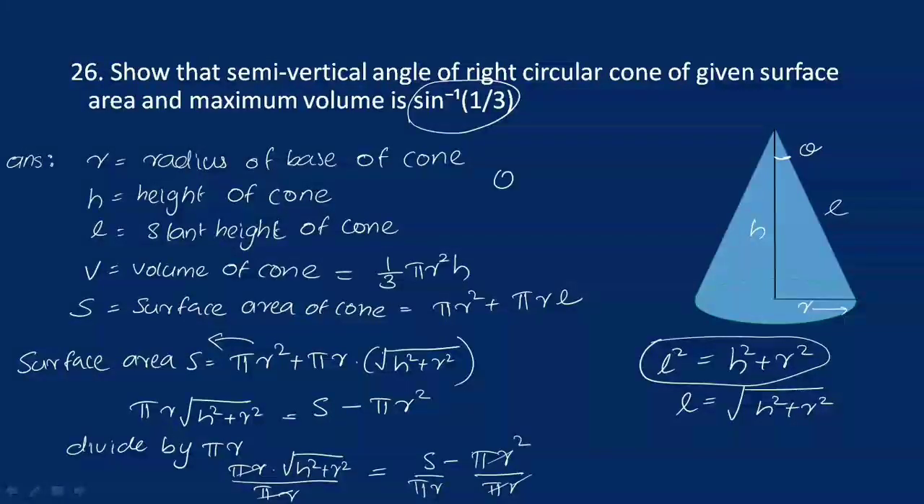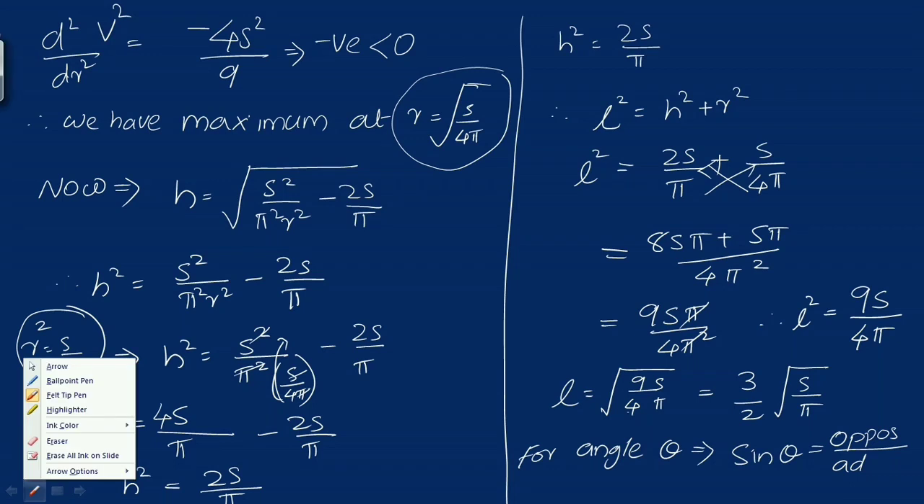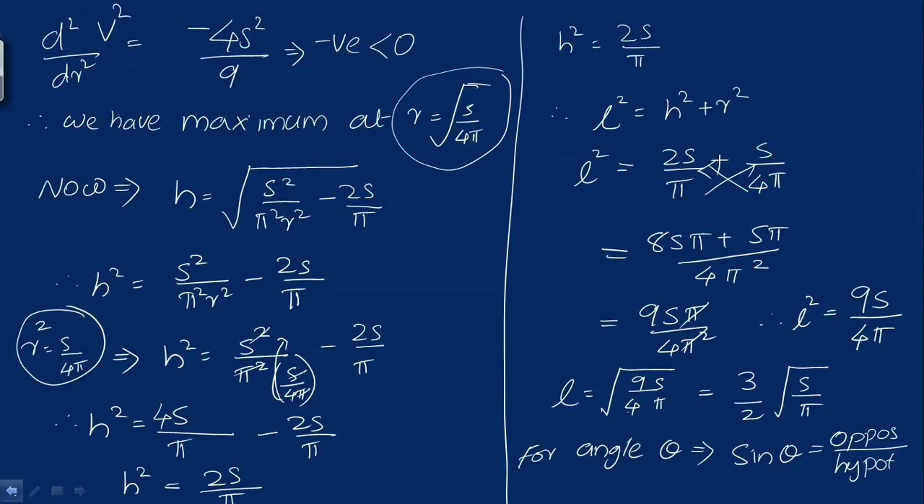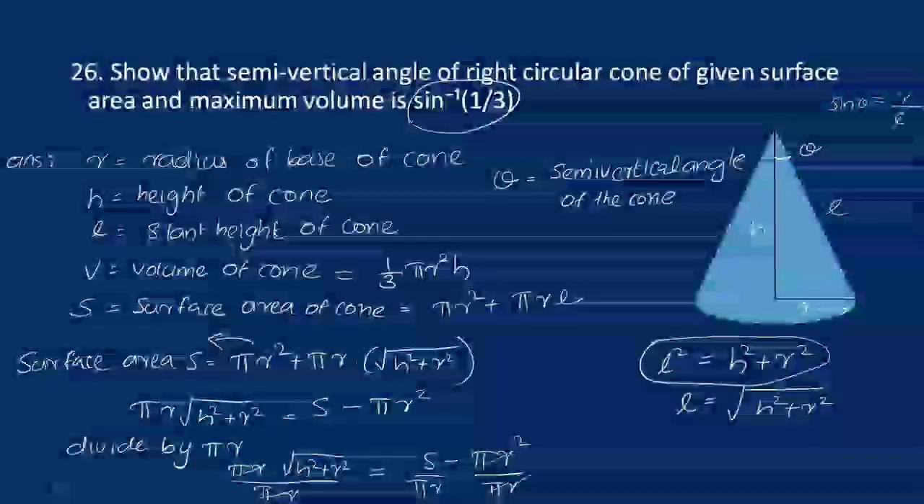So we have got L, h and r. So we have the semi-vertical angle, let it be theta. I have marked in the figure. So what is the sine of theta? That is opposite side by hypotenuse. So for an angle theta, sine theta is equal to opposite side by hypotenuse. From the figure, the opposite side is r and hypotenuse is L. So r by L. So we have the values for r and L.